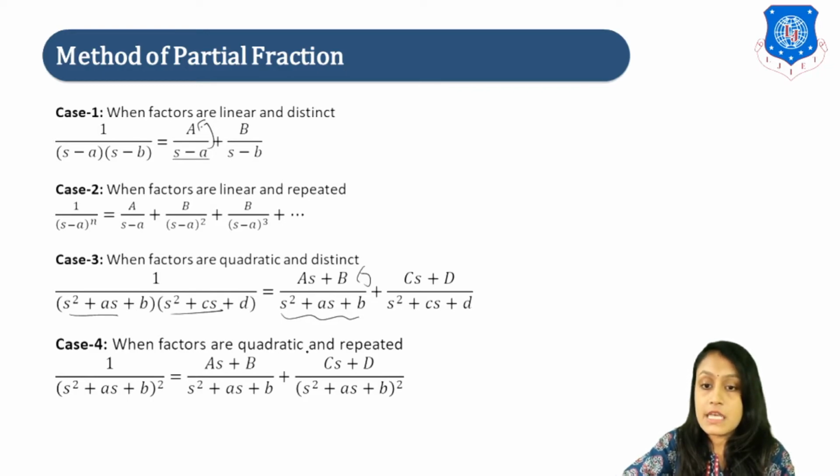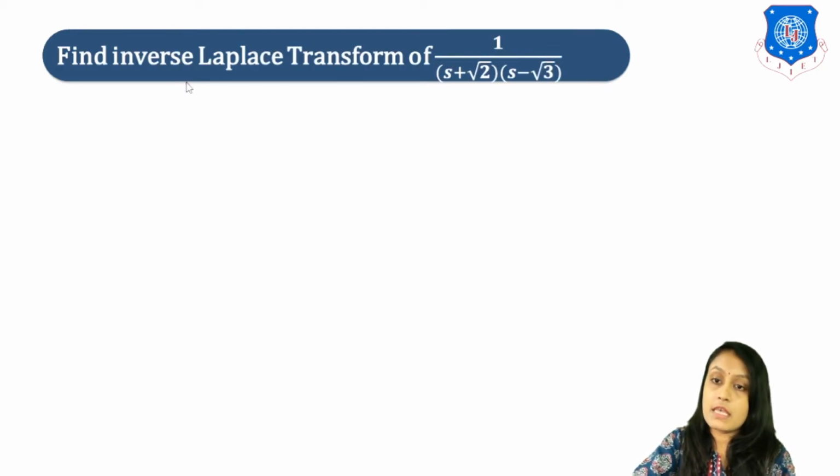Now when the factors are quadratic and repeating, so we have like this 1 upon (s square plus as plus b) whole square. Similarly we will write it as As plus B upon s square plus as plus b. Now here we have whole square, so we will go up to whole square, right? So Cs plus D upon (s square plus as plus b) whole square. Now again the same method, we have to find A, B, C and D, and on substituting and simplifying we will be able to find the Laplace inverse. So let's solve a few examples so this topic will be clear to you.